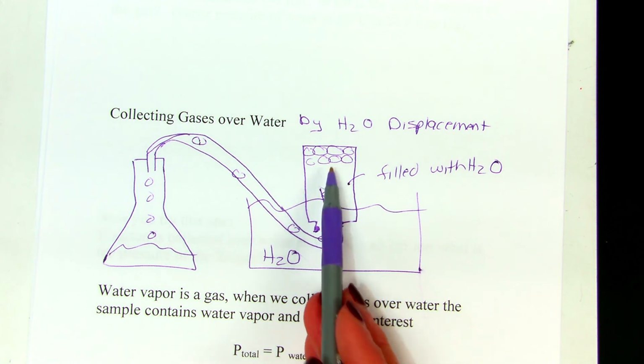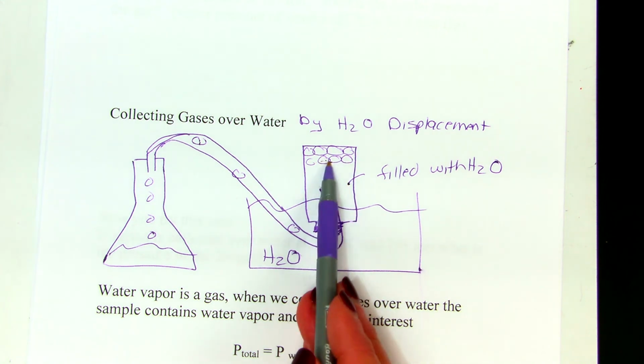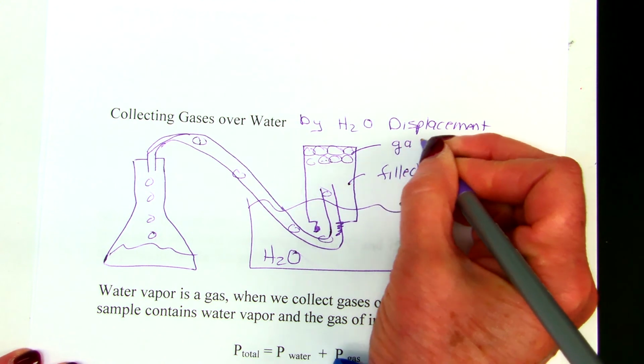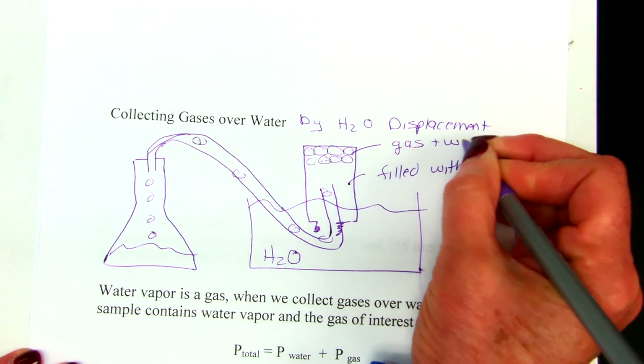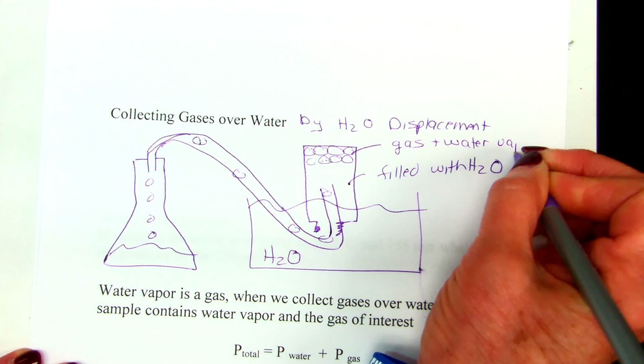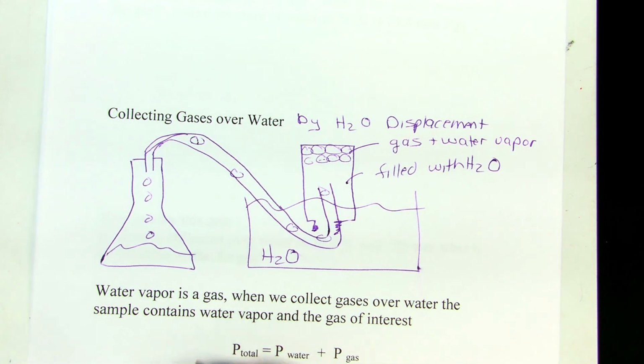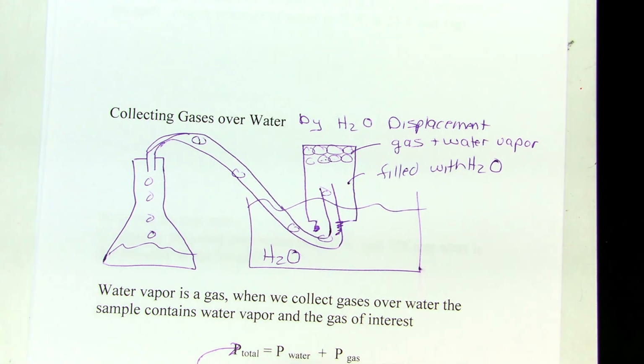Now, as you're collecting this gas, the gas up here now becomes a mixture of the gas that you're collecting plus water vapor. So we have gas and water vapor, and we say that we now have a wet gas. And we can use Dalton's law of partial pressure here because we know the total pressure, which is equal to the atmospheric pressure, is equal to the pressure of the water plus the pressure of the gas.